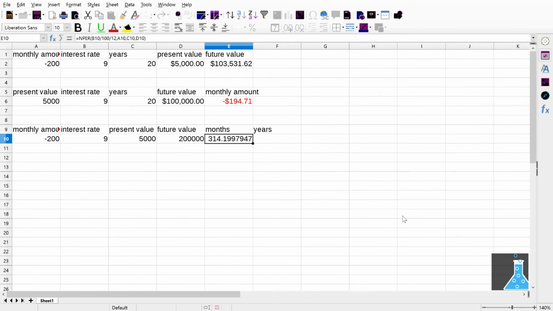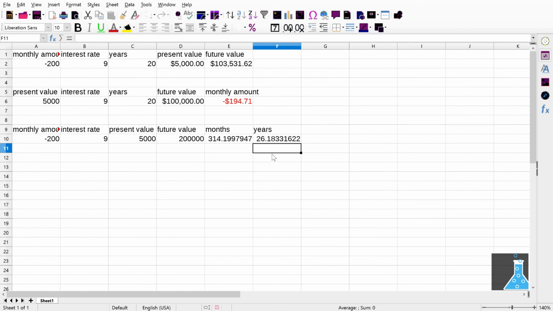So we'll say OK. So it's 314 months, and then to calculate years, just do equals E10 divided by 12. And that'll get the number of years. So we'd have to do that for 26 years to get to the value of $200,000.